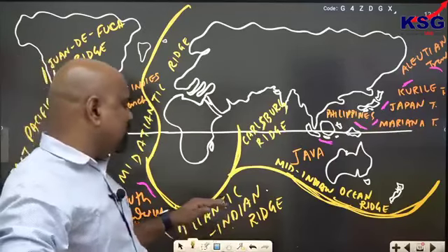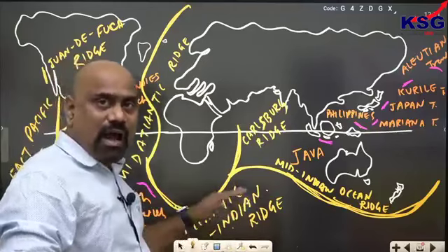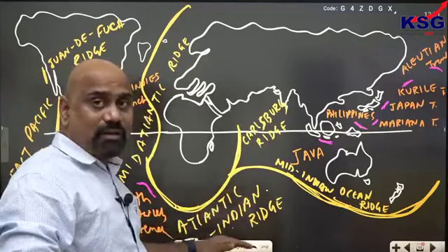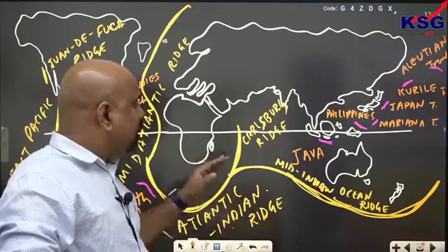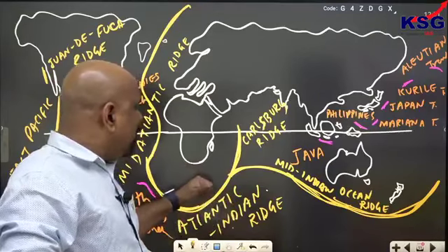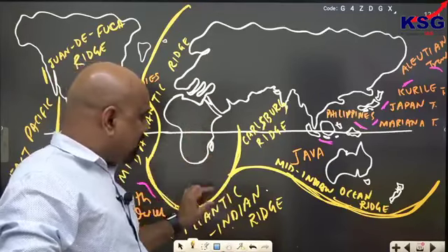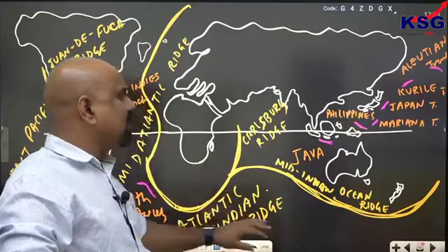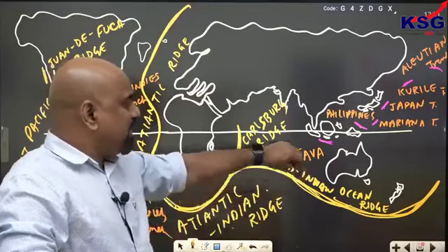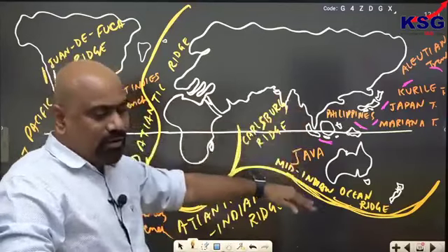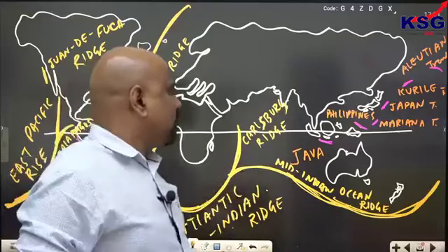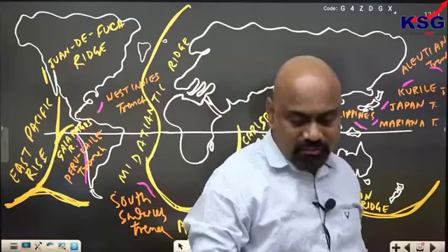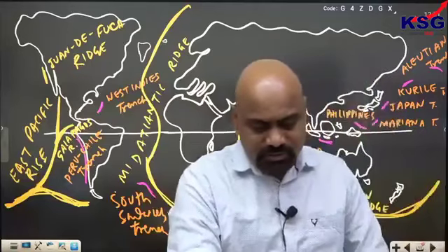The Atlantic Indian Ridge is there because the Antarctic plate and the African plate diverged here. You can see this. That side you have the Indo-Australian plate going this way, and the Antarctic plate is here. This way this ridge is formed. I hope you are well aware of this. In plate tectonics, you must have done these things.